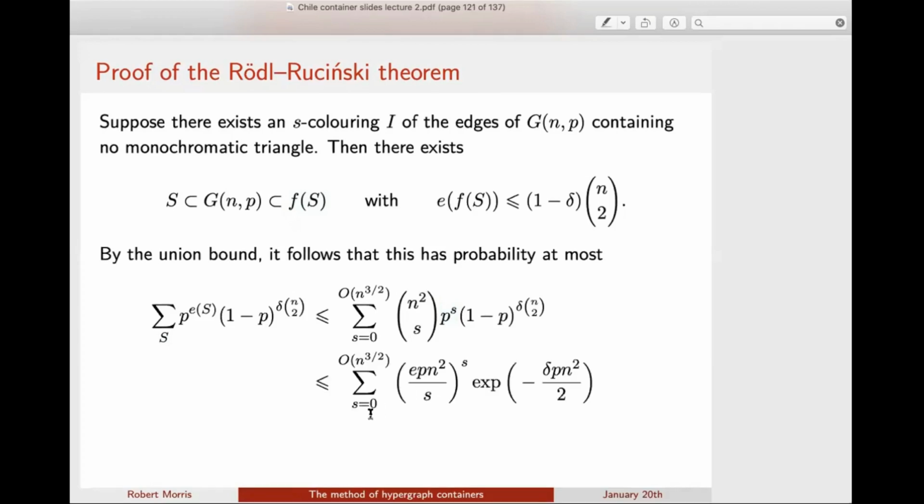Same calculations as before. n squared choose s is at most e times n squared over s to the s. Pull the p inside. Use 1 minus p is at most e to the minus p. Just the usual stuff. And this is small because p is bigger than 1 over root n. So by this point we've reached exactly the same calculation, with exactly the same expression.